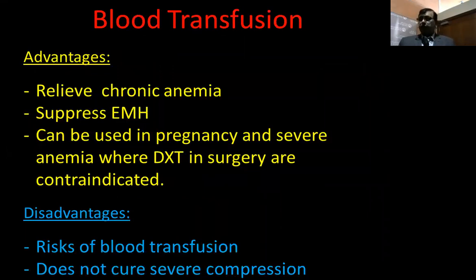So what about blood transfusion? Is it good for treatment of thalassemia? Of course it is. But is it good for treatment of a spinal cord compression due to thalassemia? Some people say yes. And the advantage is that you can give it in pregnancy, in severe anemia, where you cannot give radiation or do surgery. But you have to remember that the disadvantages lie in the multiple blood transfusions that you want to give, and that would not really cure the severe cord compression.